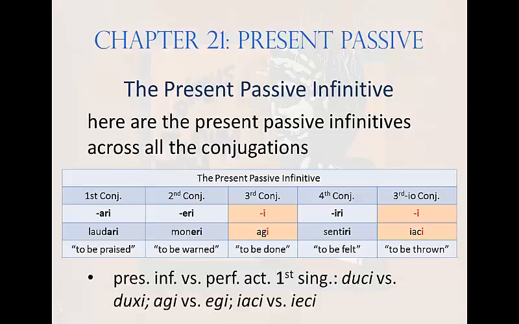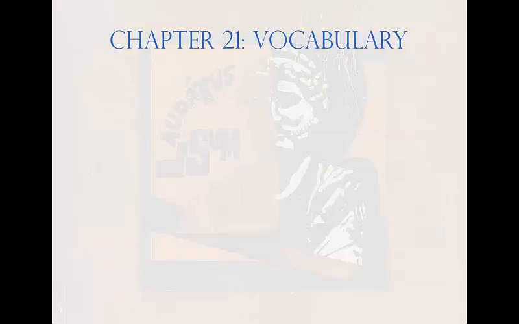It's important to distinguish these from a very similar looking form, the first person singular perfect active, so that duxi, I have led, needs to be carefully distinguished from duci, to be led, grammatically very different forms. Similarly, agi, to be driven, must be carefully distinguished from egi, I have driven. And in third IO, iaci, to be thrown, versus ieci, I have thrown. And that's the entirety of the grammar for this chapter. Now let's look at the vocabulary.